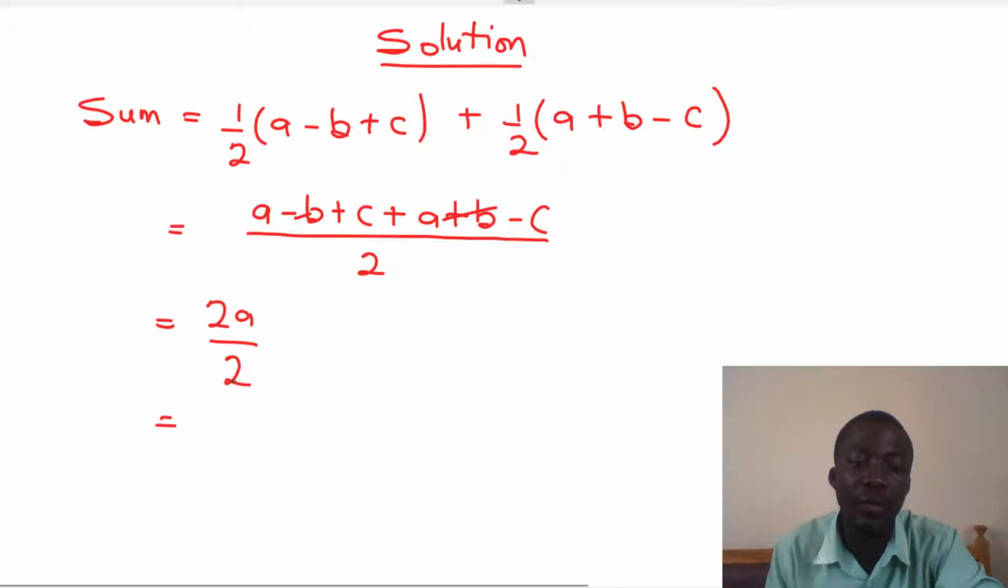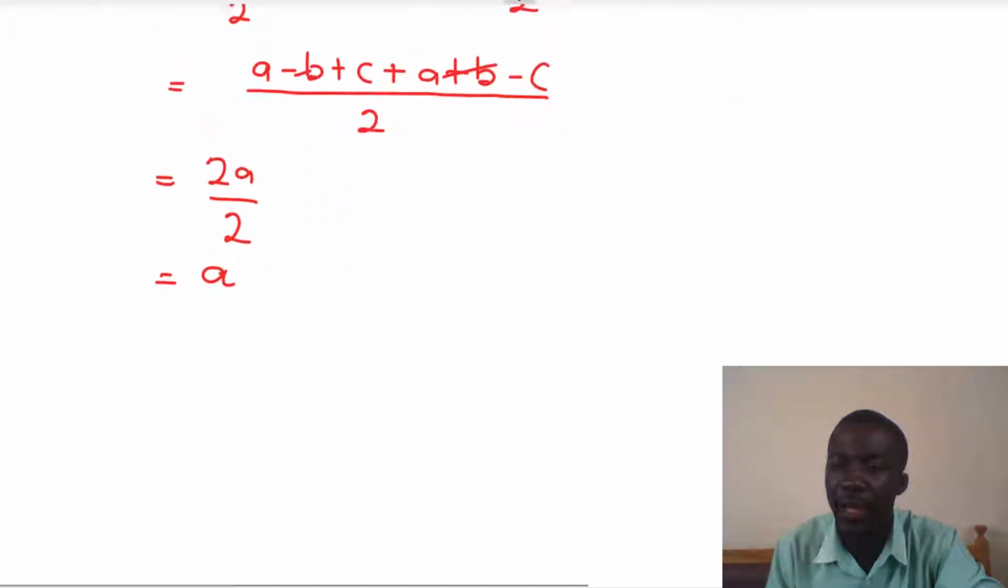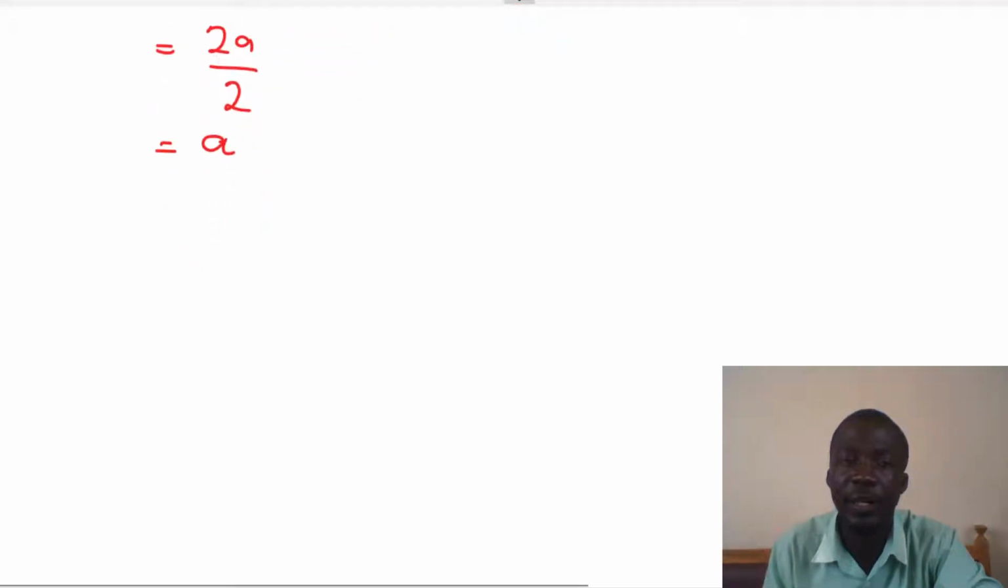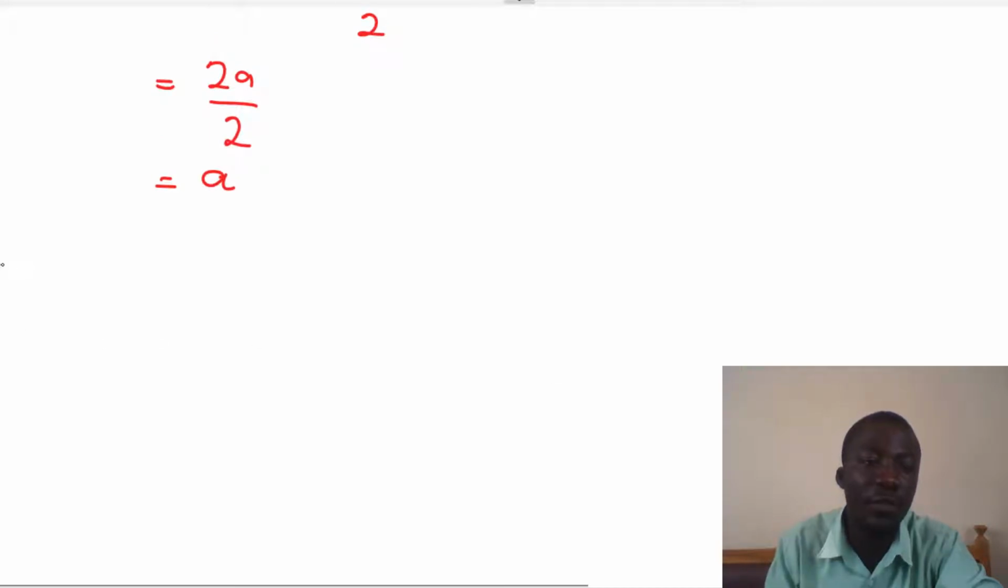Then 2a divided by 2. 2 can cancel 2, then we'll be left with an a. So the a is the answer from the sum of the two given expressions. Now we are going to find the difference between the sum, which we had as a.